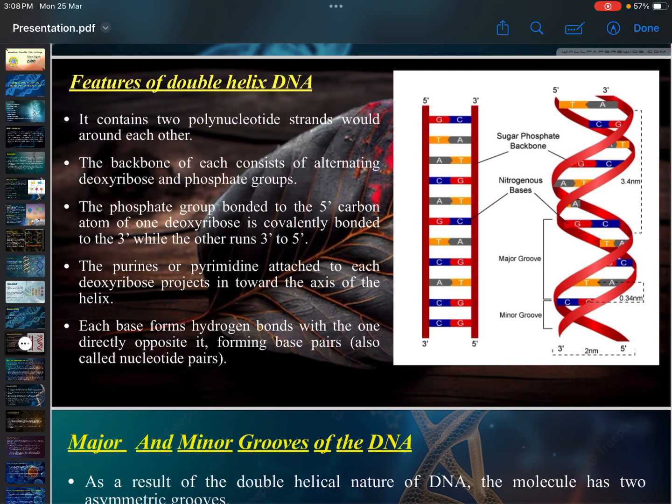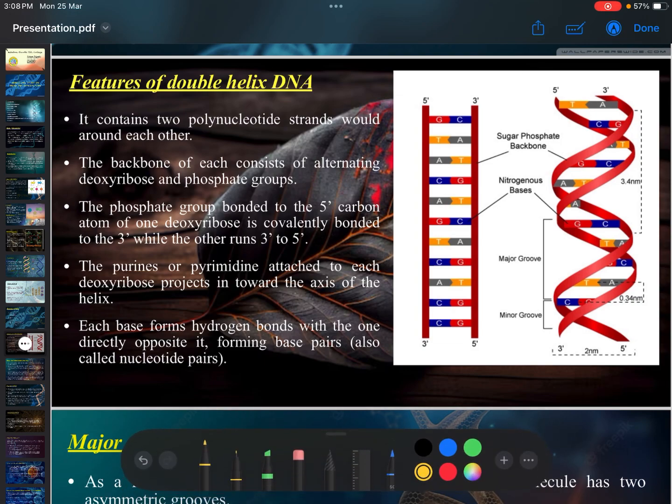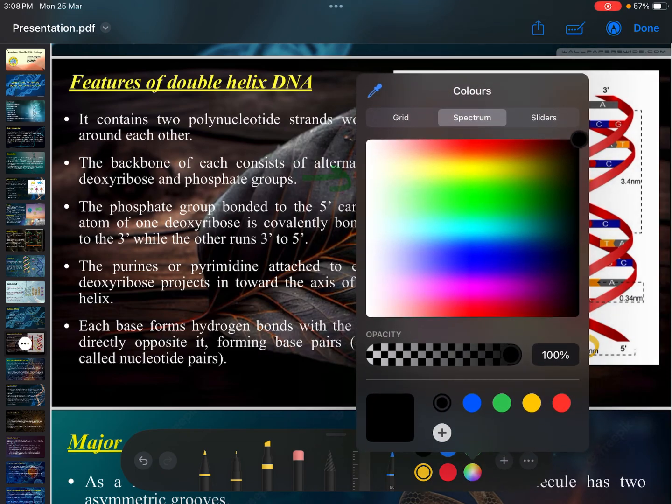bind around each other. The backbone of each consists of alternating deoxyribose and phosphate groups. We can call it the sugar phosphate backbone. And as I have told you, it is made up of phosphodiester bonds. What is it made up of? Phosphodiester bond.